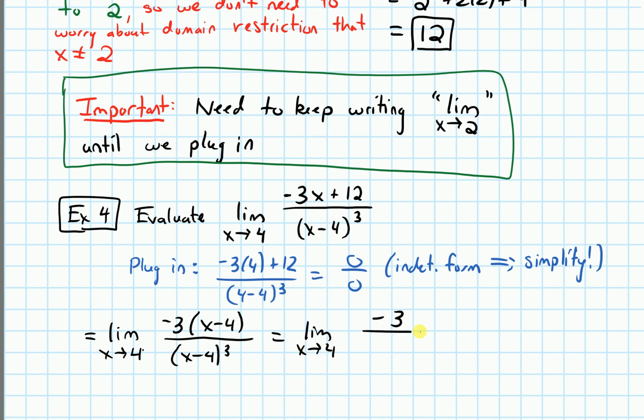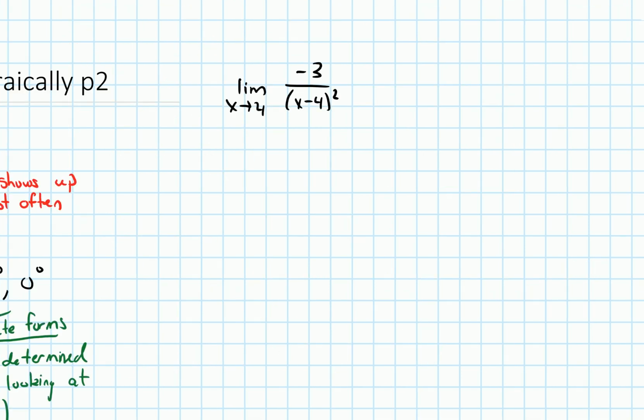negative 3 on the top. On the bottom we have x minus 4 squared. Alright, so let's continue this. I moved this up to the top of the page to give myself some more room. But now let's plug in again. We've canceled a little bit. Let's try plugging in one more time. So when we plug in again, we get negative 3 over 0.